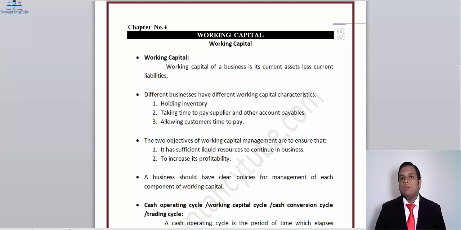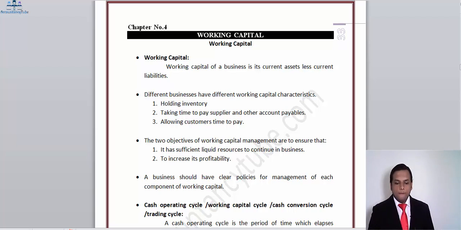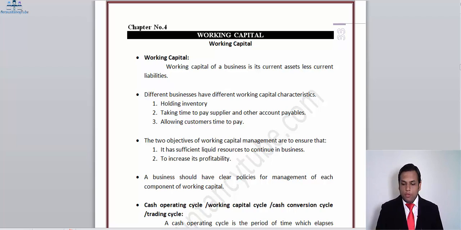Now, working capital in your lecture notes goes from chapter number 4 to chapter number 7. So let's start with it. If you come to page number 33 of your lecture notes, we have the start of chapter number 4. The name of the chapter is itself working capital. So let's see what working capital really is.